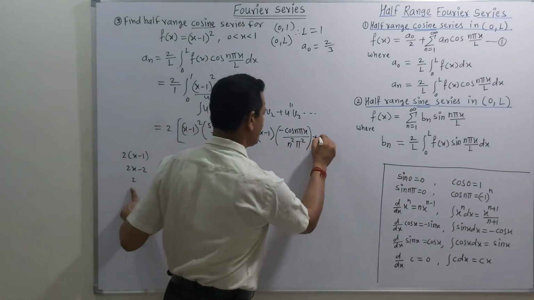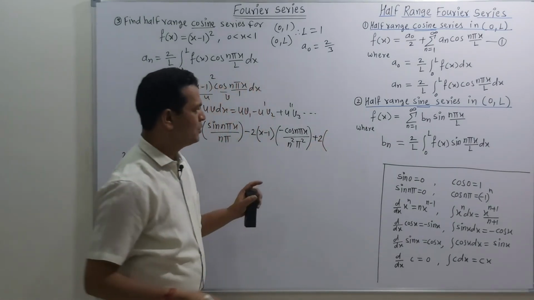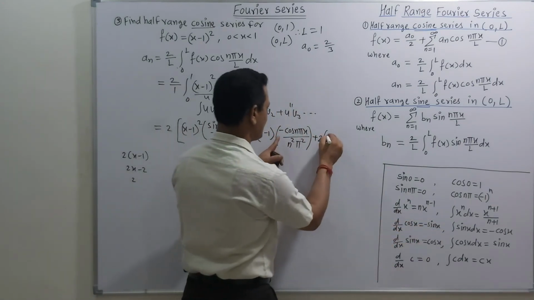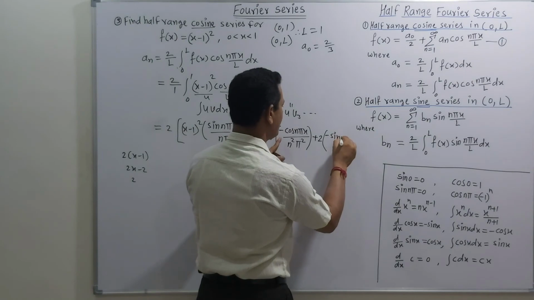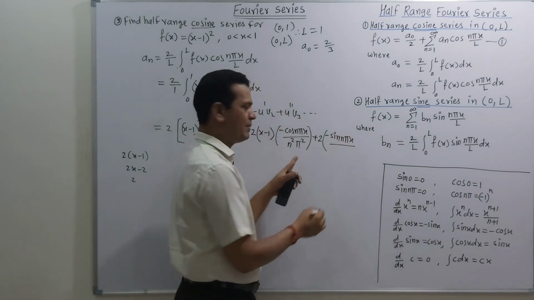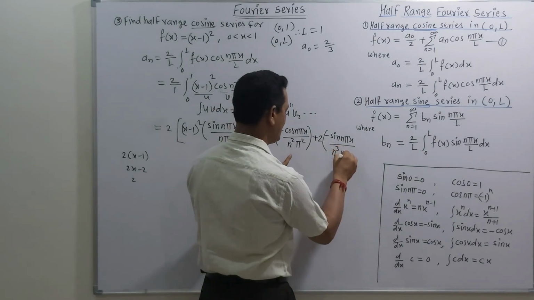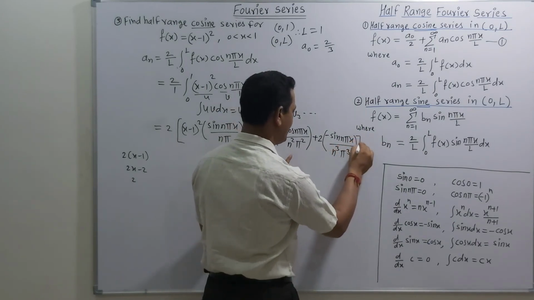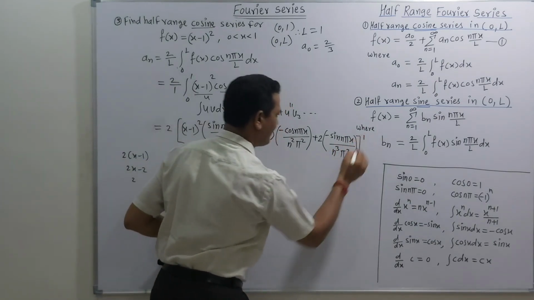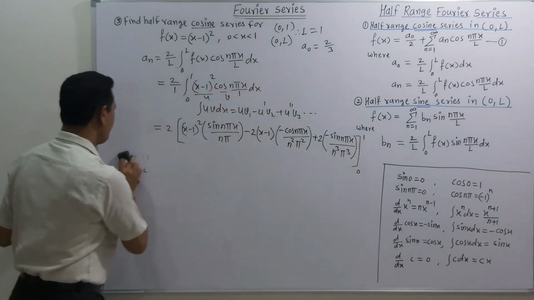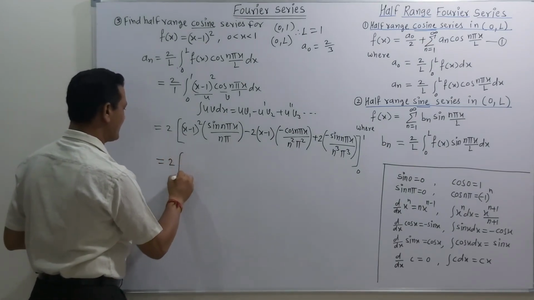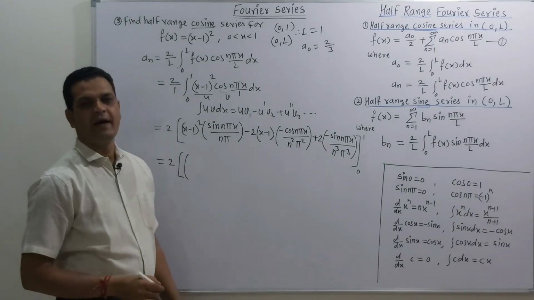Now we can write this as 2 into integration of the cos term. Integration of cos is sine, so sine of n pi x upon the derivative of n pi x, which is n pi, so we get n cube pi cube, and its limit is here 0 to 1. So we can put the value of the limit as 0 to 1. After getting the integration of this term, our next step is to put the value of the limits.